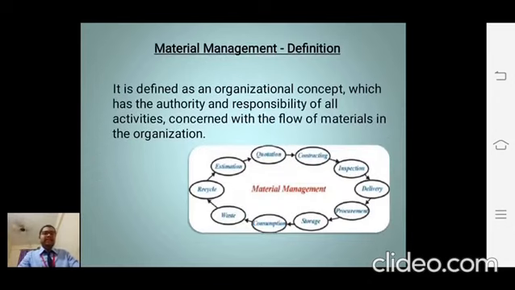What is material management? It is defined as an organizational concept which has the authority and responsibility of all activities concerned with the flow of material in the organization. So what exactly does material management mean? It's just a process, the authority over all activities related to material in an organization. For example, flow of material, delivery of material, storage of material, and how we can manage it well. That is material management.